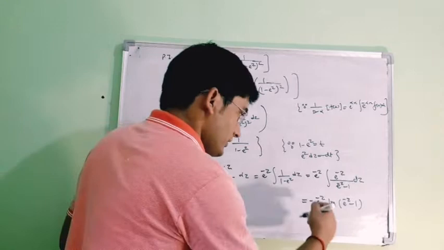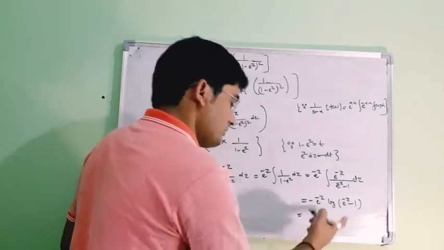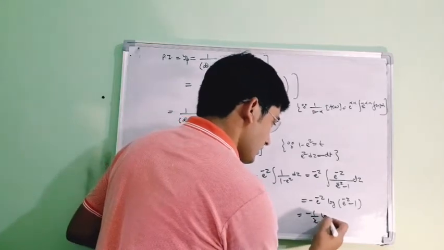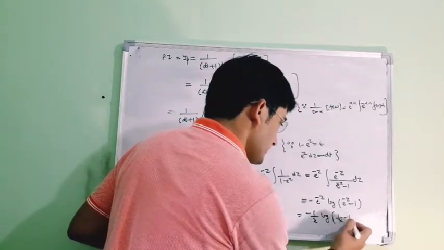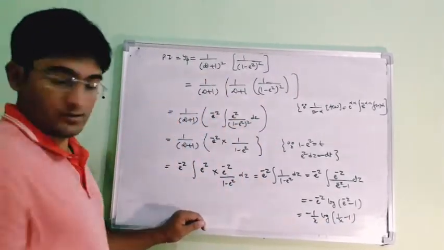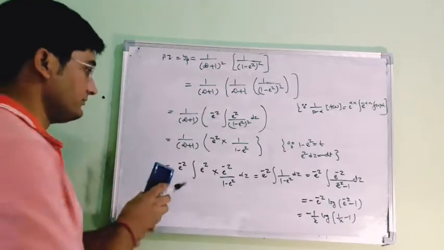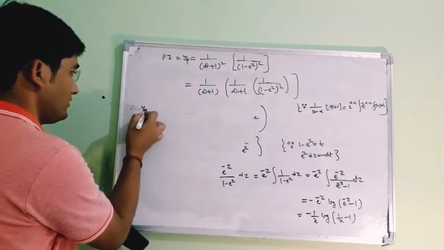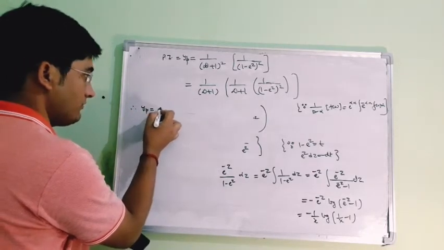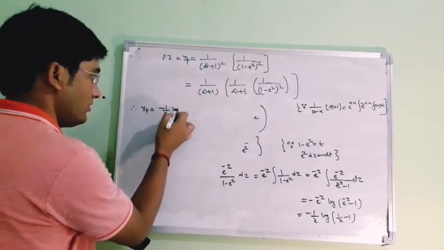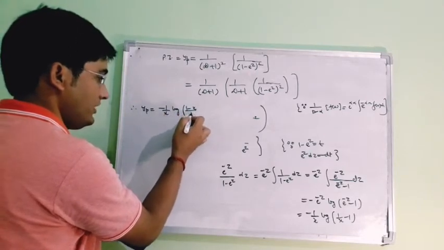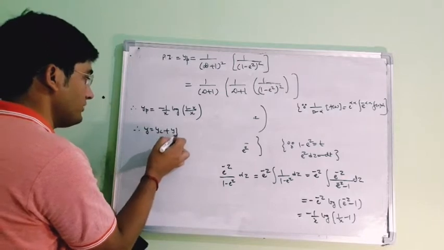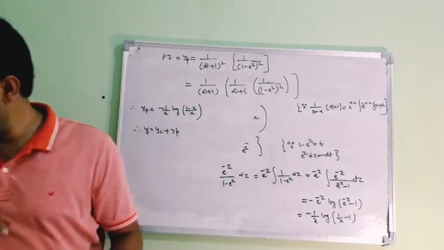Now our e to the power minus z was 1 upon x, so this will be your 1 upon x log (1 upon x minus 1). So that means our particular integral is, therefore our yp will be minus 1 upon x log ((1 minus x) upon x). So your final solution will be the sum of the complementary function plus the particular integral.